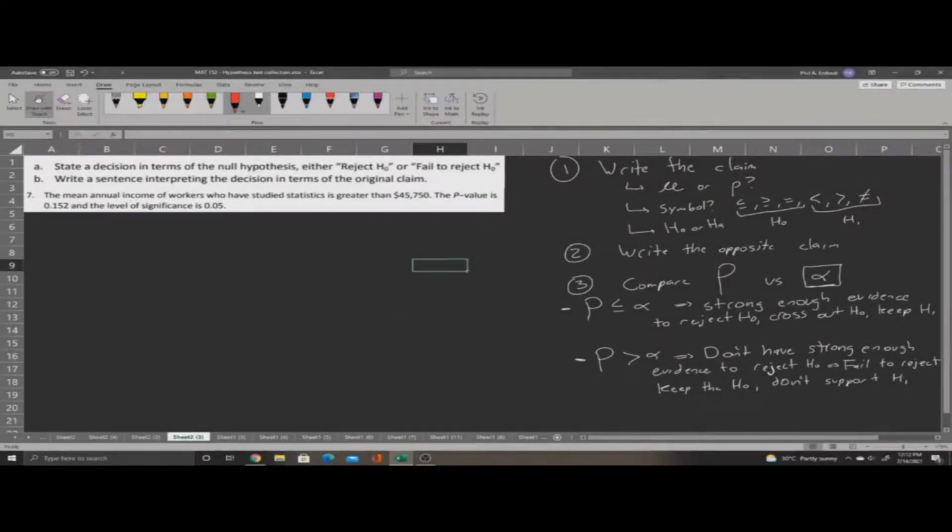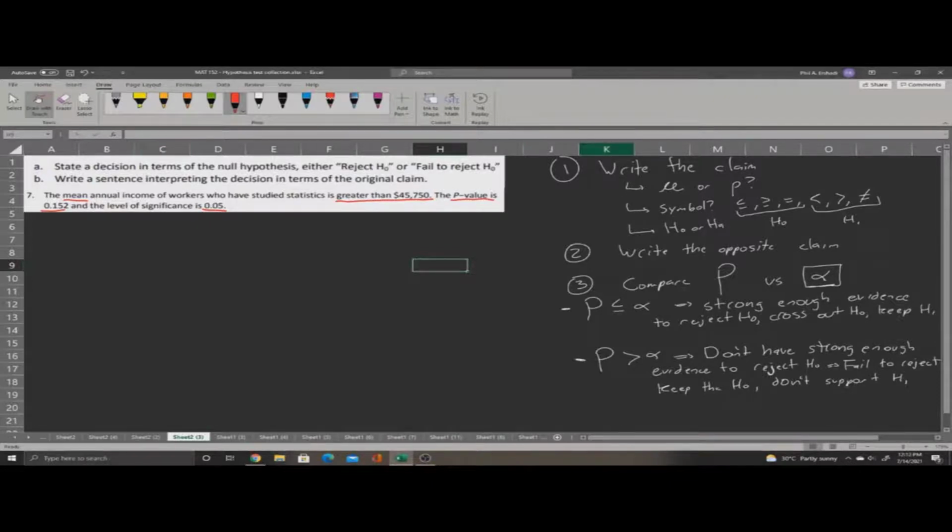Let's do some more practice about writing hypothesis pairs and deciding whether to reject the null hypothesis or failing to reject it. This question says the mean annual income of workers who have studied statistics is greater than $45,750. The big P value is 0.152 and the level of significance is 0.05.